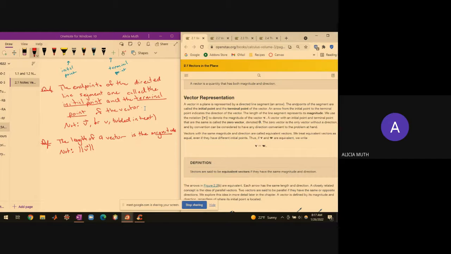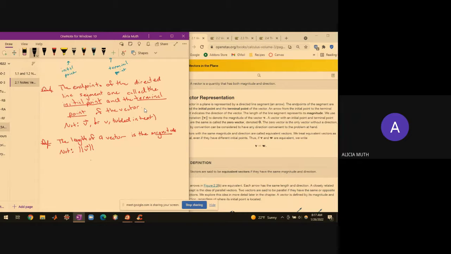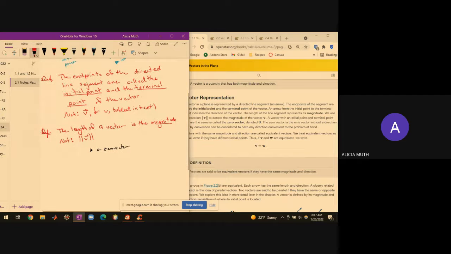All right, so a vector whose initial point and terminal point are the same is called the zero vector. So we have a zero vector, and what that's saying is that we've got our initial point, and then we have our terminal point, and they're the same. So this is our zero vector. All right, so that's another vocabulary word for us.